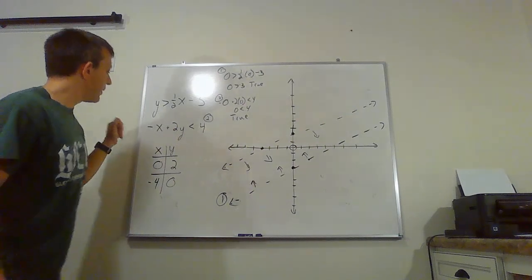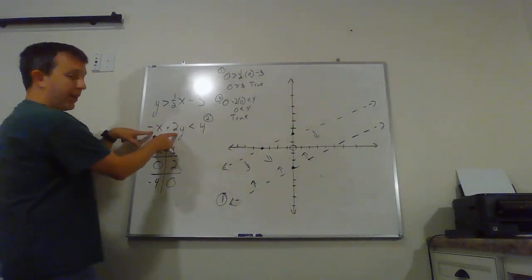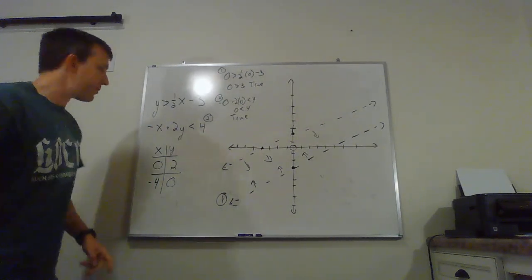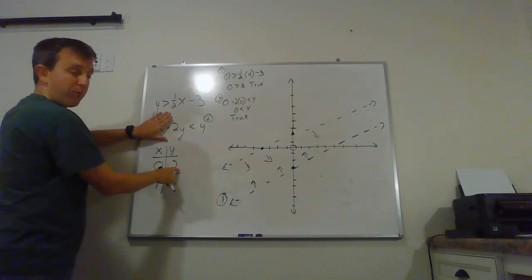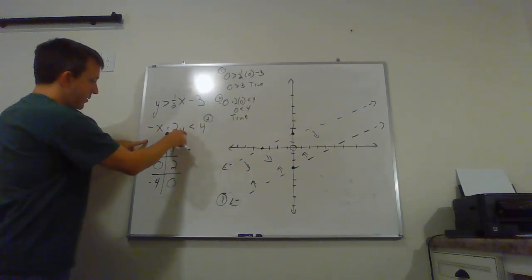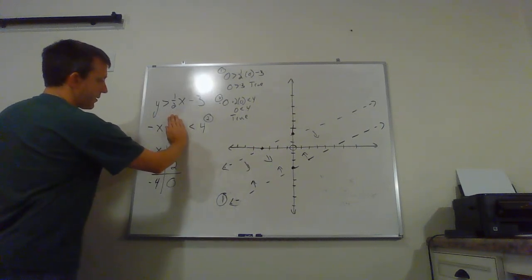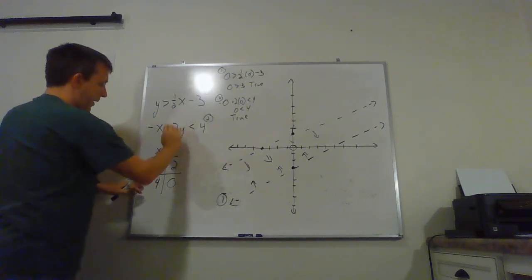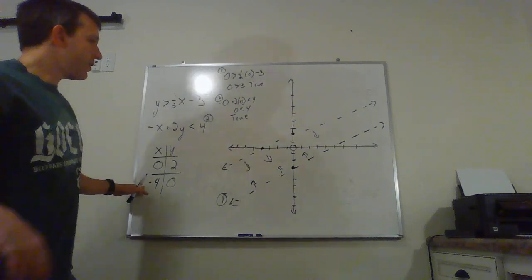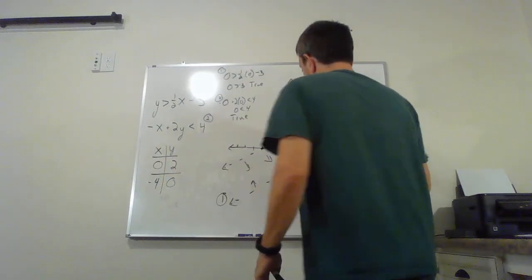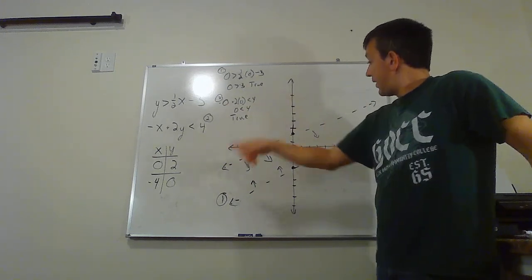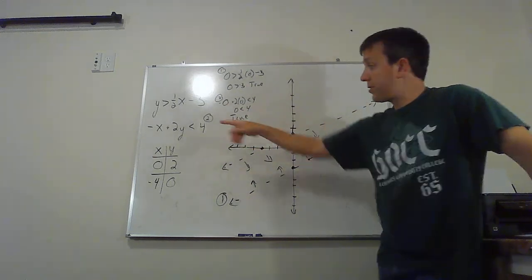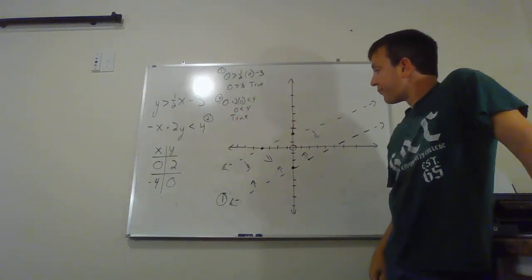The other one, this time, since I didn't have y all by itself, I made a table of values. When I plugged in 0 for x, 4 divided by 2 gives me 2 for y. And then if I plug in 0 for y, I get negative x is 4, so dividing by -1, you get x is -4. So I have 2 points for that one as well. I have 0, 2, and -4, 0. Again, it's a dotted line because it's strictly less than.